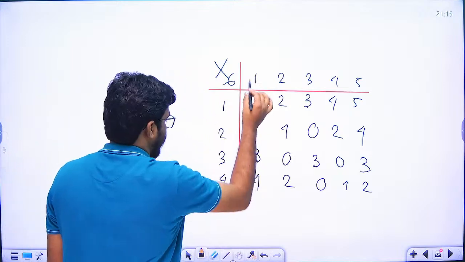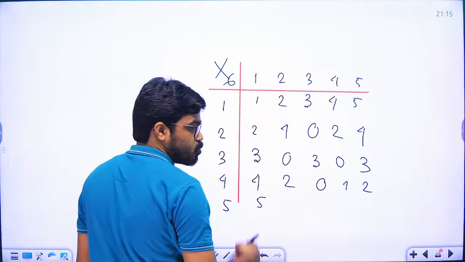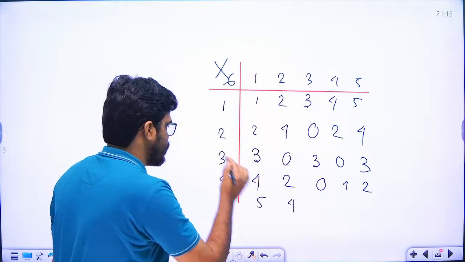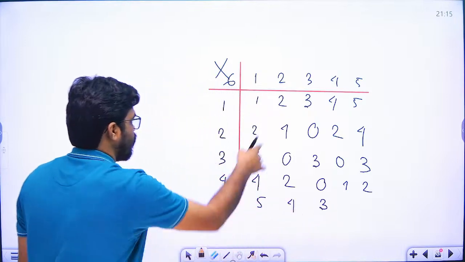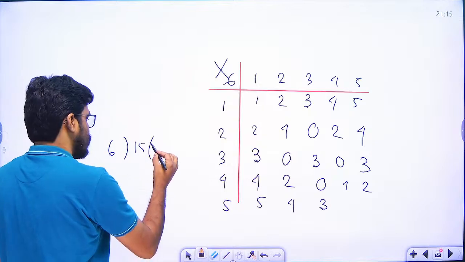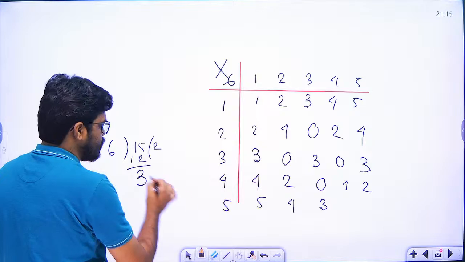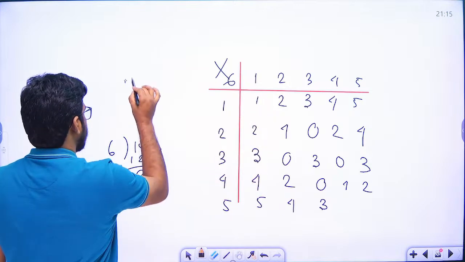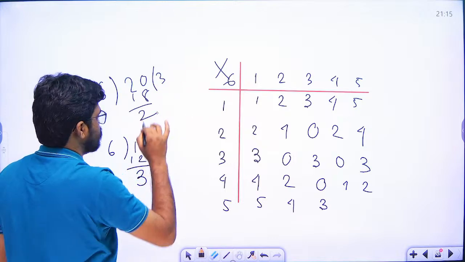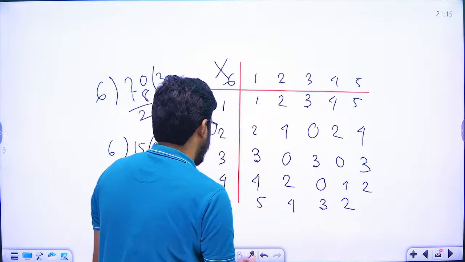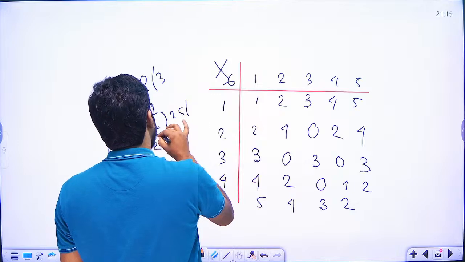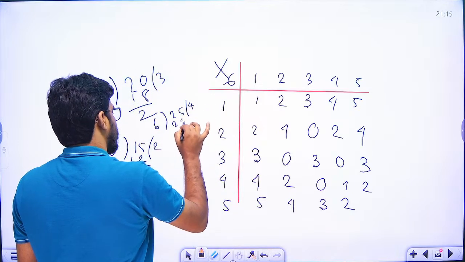Next, 5 into 1 is 5, 5 into 2 is 10, 10 divided by 6 gives 4. 5 into 3 is 15, 15 divided by 6, what is the remainder? Remainder is 3. 5 into 4 is 20, 20 divided by 6, that is 2. Getting my point? 5 into 5 is 25, 25 divided by 6, remainder is 1.